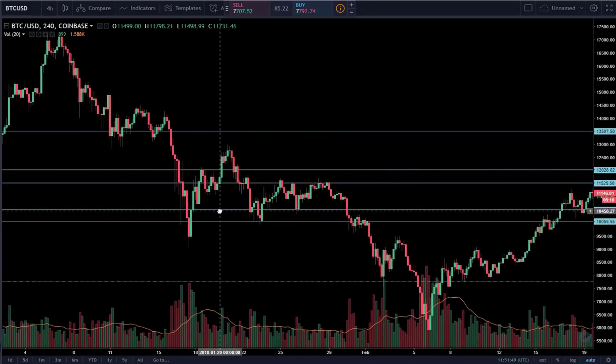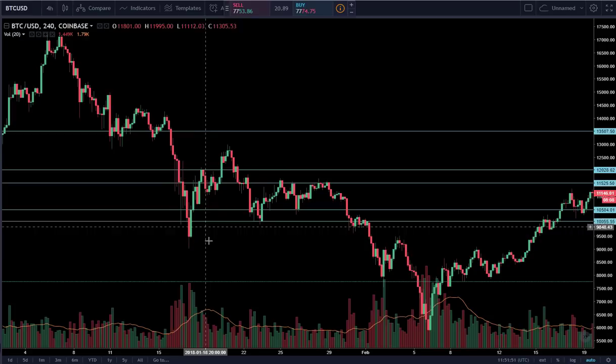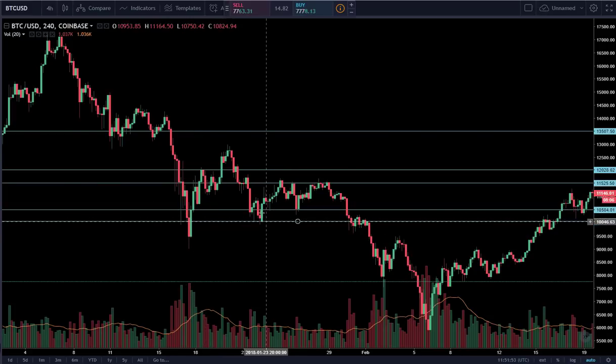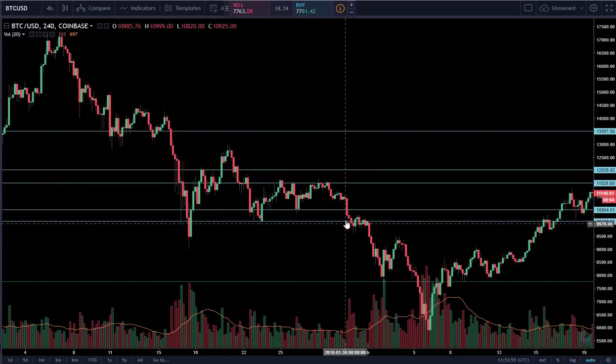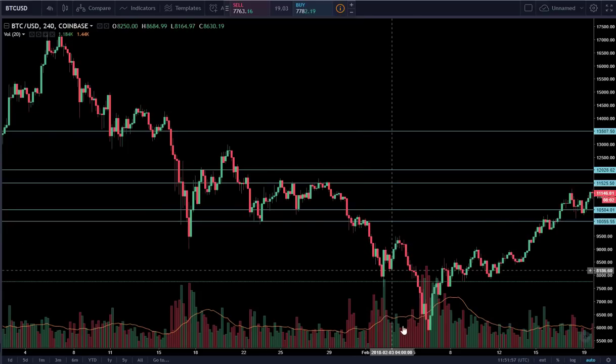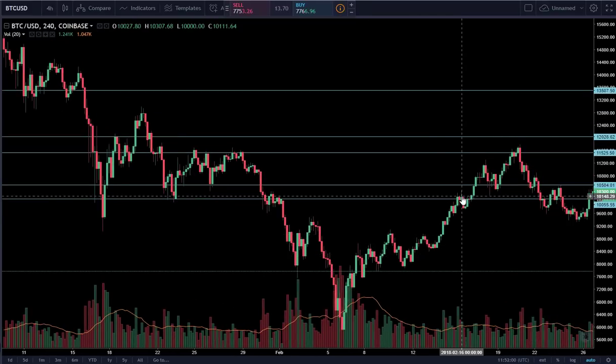Especially, we saw one at 10,000. We see this one here at 10,000. We had a bounce here through 10,000. It held here, pulled back to it here, held. We have resistance here at 10,000 and pulled back. We had a push up towards 10,000.